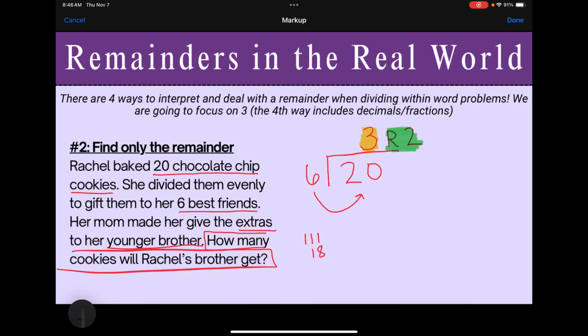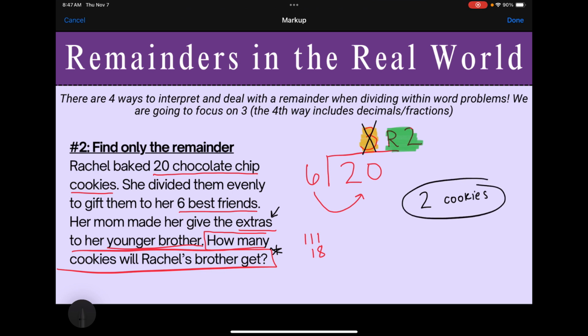The question, I always have to go back and check my question, is asking how many cookies will Rachel's brother get? And in our story problem, it tells us that her brother's going to get any of the extra cookies. So whatever's left over is all we care about here. We actually don't care how many cookies each friend gets. The question is just wanting to know how many extras. So her brother's going to get 2 cookies, those 2 leftover cookies.